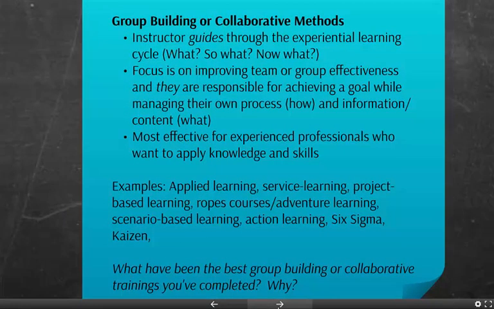And then that moves us now to the third, which is group building or collaborative methods. This grouping of methods is different because the instructor is really a guide, and they guide the group through an experiential learning cycle. I've spent a great deal of my career working in experiential learning, so one way is really just guiding the process of what, so what, now what. And the focus is on the group or the team and how they are effective, and less on the trainer or the instructor guiding the process and the content.